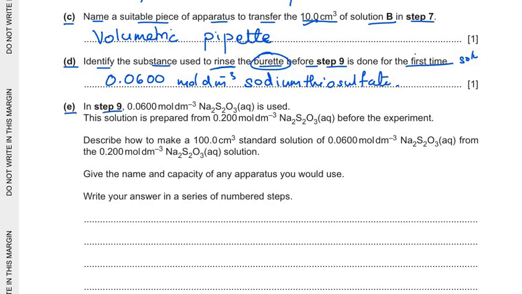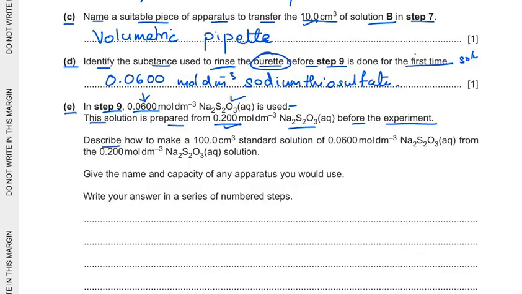Now, in step 9, 0.06 moles per dm cube sodium thiosulfate is used. This solution is prepared from 0.2 moles per dm cube sodium thiosulfate before the experiment. Now we need to understand that we have got 0.2 moles per dm cube concentration. We are going to dilute it to 0.06 moles per dm cube.